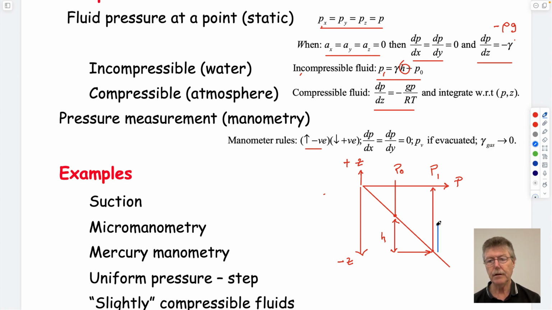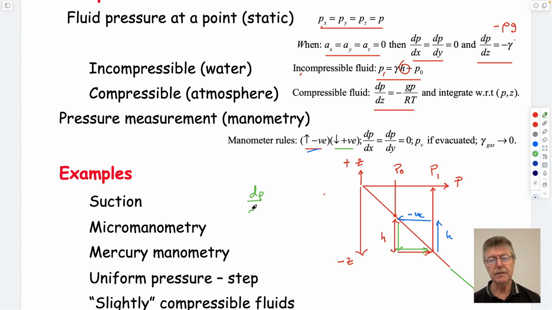So if we go up, H, we subtract off pressures, subtract off height. Right? That's what this one is. If we start off here and we go down this H, then this is the additive pressure. We go down in H, so we add pressure. That's all we're doing.